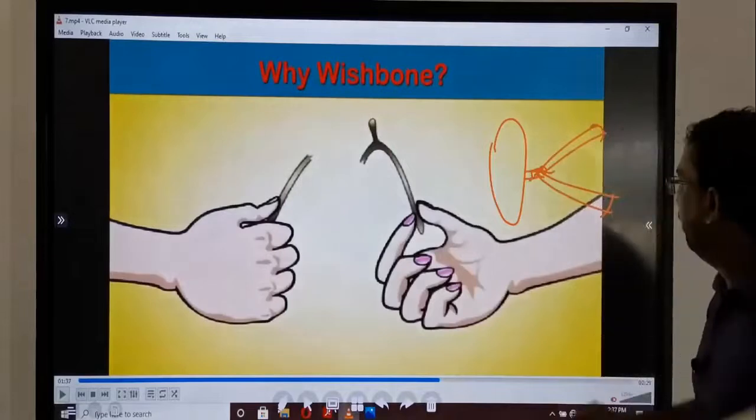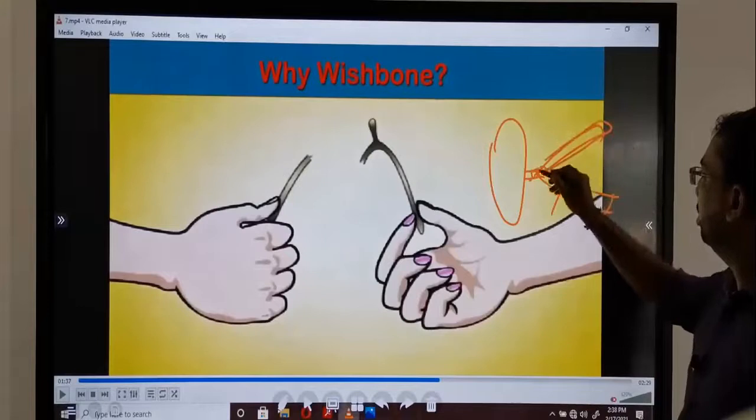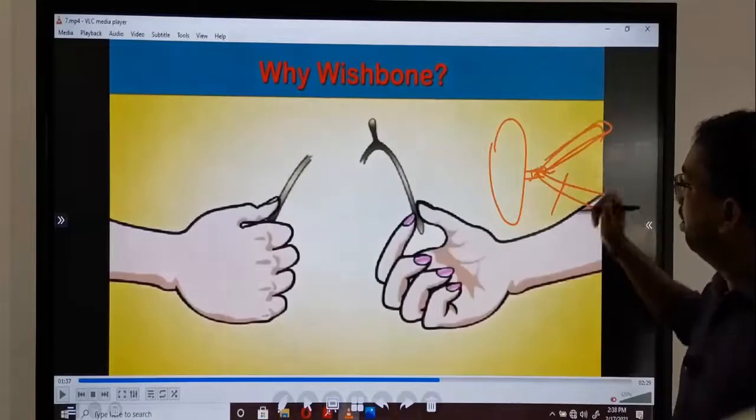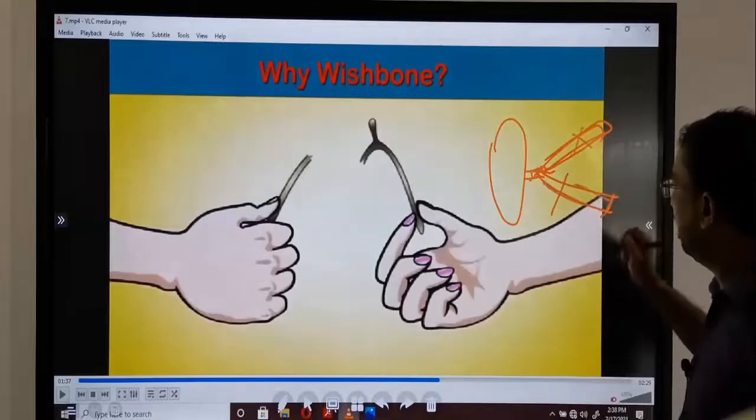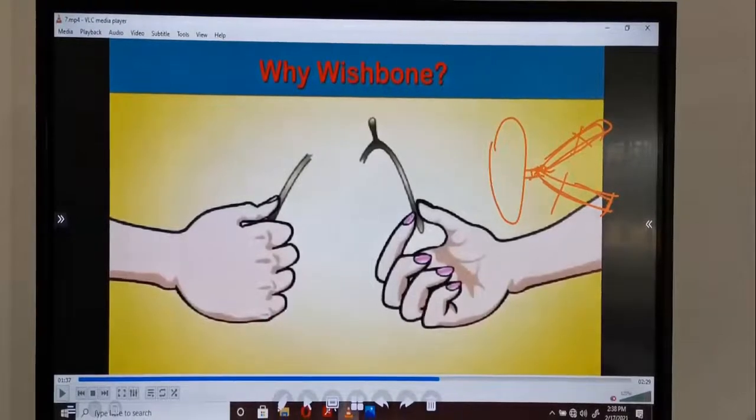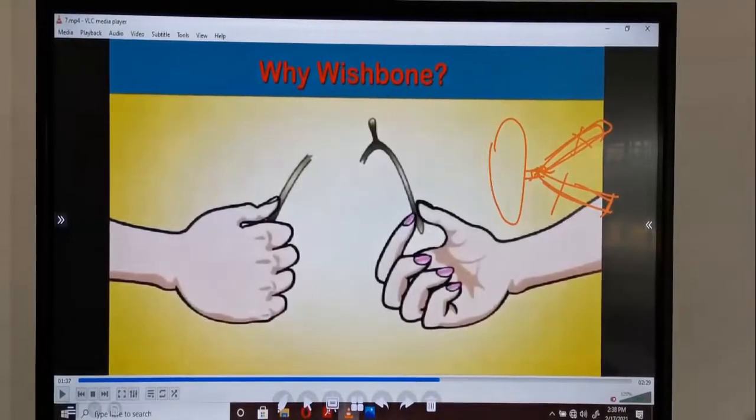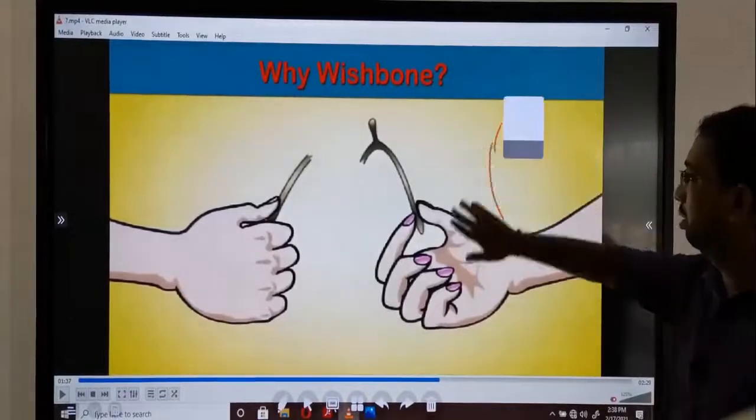So what happens? If it is broken on this side, this other wishbone controls or balances the vehicle. If it is broken on this side, it also gives balance or support to the vehicle. So that's why the wishbone arm is used, shaped like the wishbone.